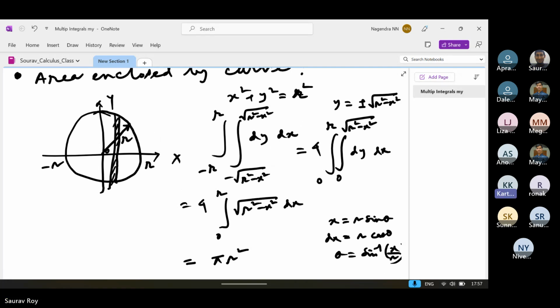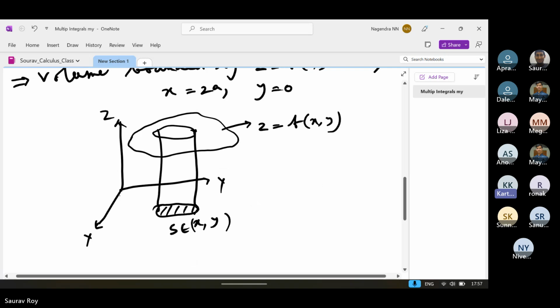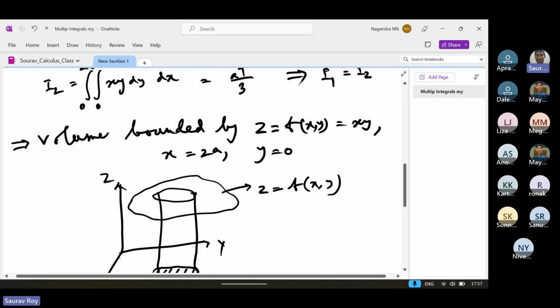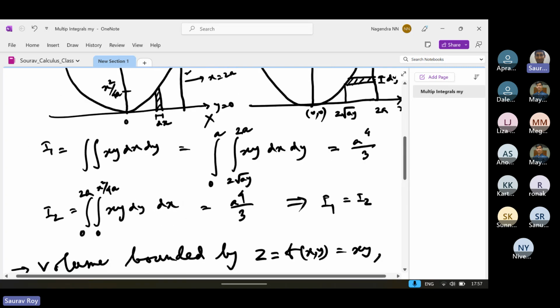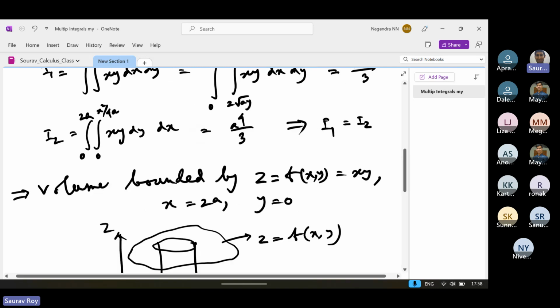Brother, one small doubt about this volume thing you were talking about. Is it a different problem, or is it linked to the previous problem that you were talking about? See, it is just the physical interpretation. So instead of saying just evaluate this integral, integral xy dx dy, you can ask what is the physical interpretation of this?